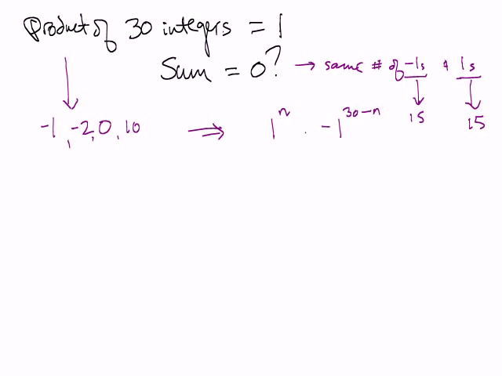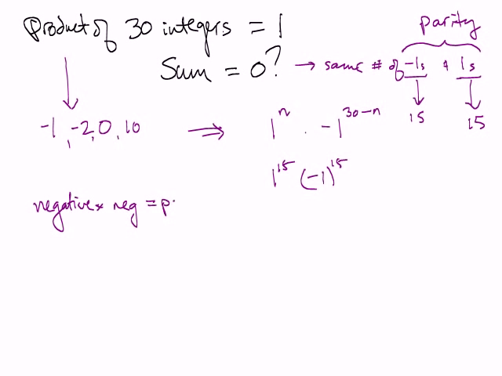Now, that's their sum equals 0. What would their product be? If I have 1 to the 15th power, 15 1s times 15 -1s. Well, here comes parity again. So parity, first of all, told us that I have to have the 1s and -1s paired off for the sum equaling 0. And another parity is negative and positive. So negative times negative is positive. Negative times positive is negative, and positive times positive is positive.